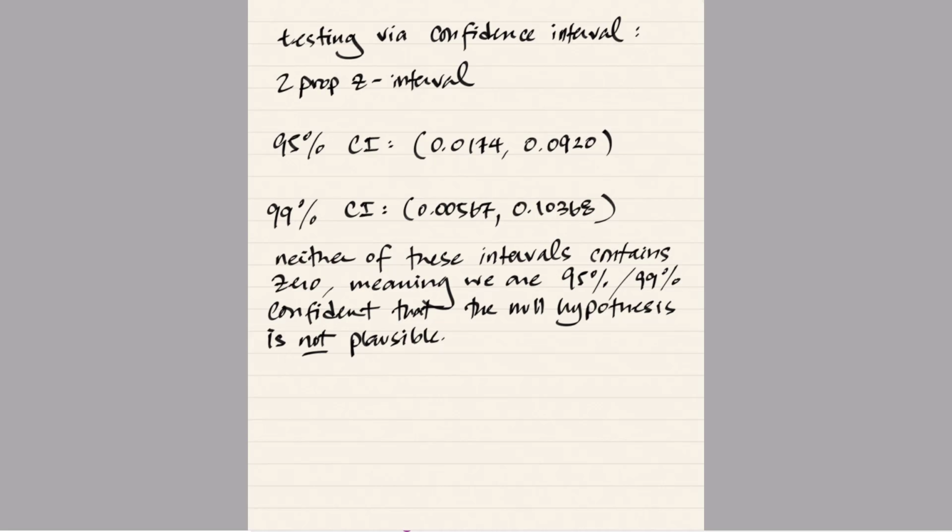Now again, I'm not suggesting that in order to test this using a confidence interval where they don't supply a pre-selected level of significance, you have to run both intervals. I chose to do that here just to demonstrate that the results are consistent. But in any case, I think either one of those would be sufficient, and the conclusion would be that because the interval does not contain 0, we are 95% confident or 99% confident, depending on which one you used, or whichever level of confidence you used, that the null hypothesis is not plausible.